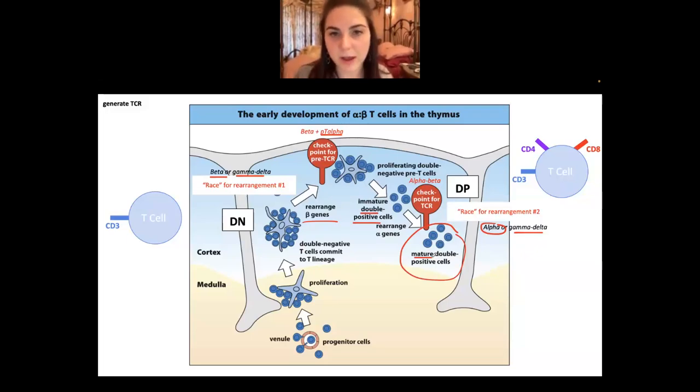This is not selection. We haven't talked about positive and negative selection yet, so don't get confused between positive and double positive, and negative and double negative. This has nothing to do yet with negative and positive selection.